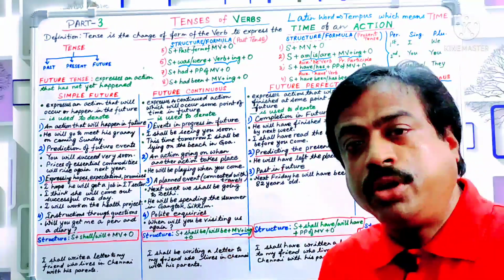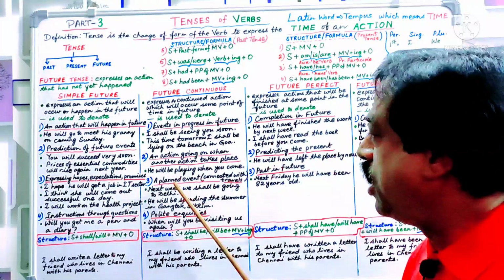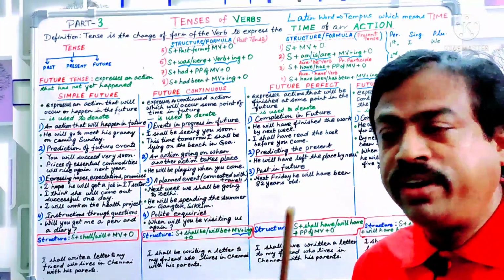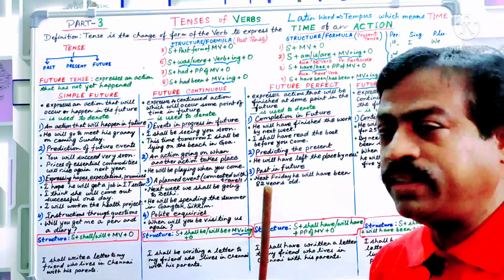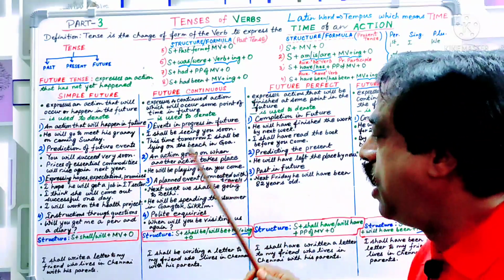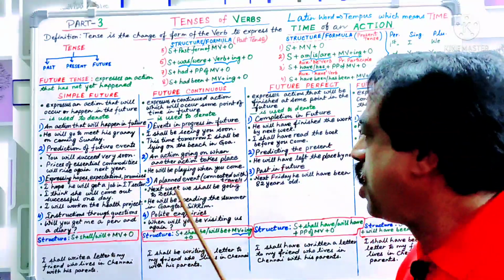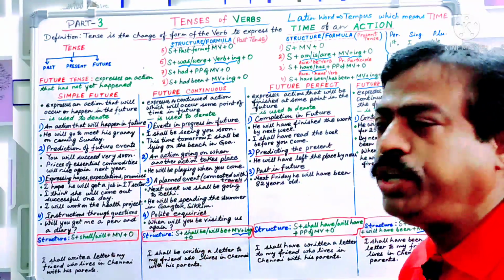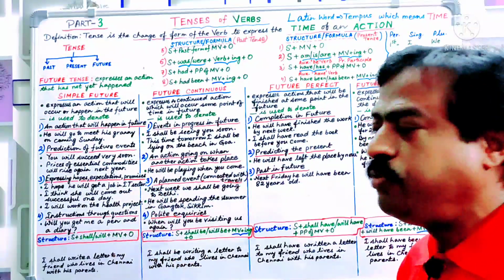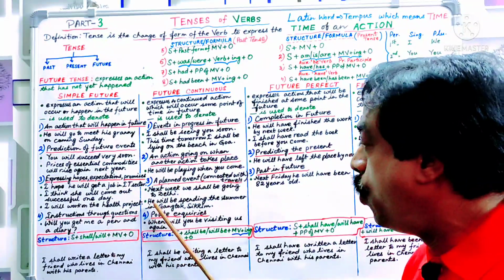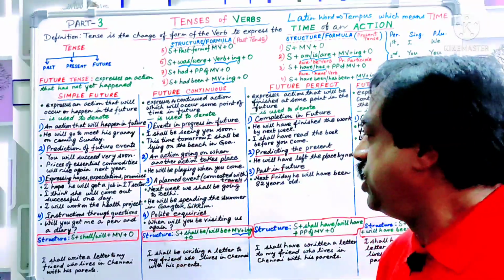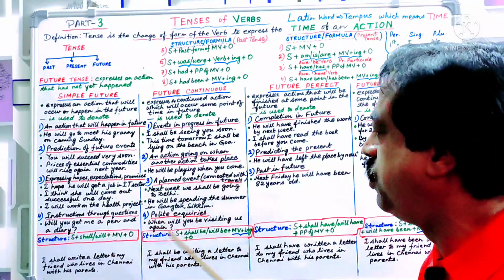Next, the third use can be a planned event. A planned event is connected with travels. Make sure that this planned event is connected with travels. I've written two examples for you. Next week we shall be going to Delhi. So it is already a planned event. He will be spending summer in Gangtok, Sikkim. So this is also a planned event which is connected with travel.